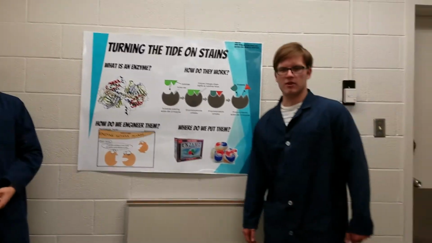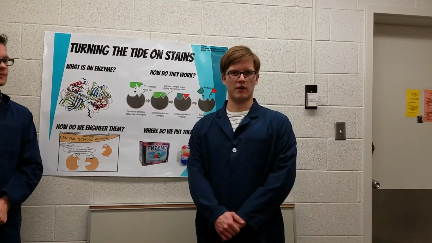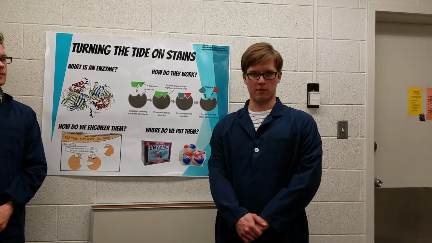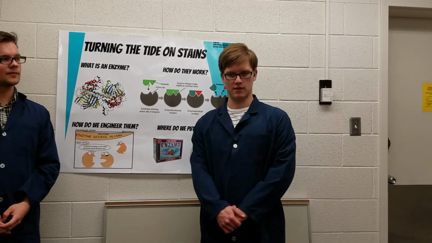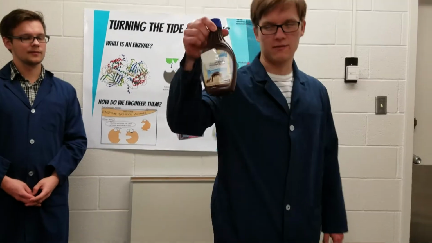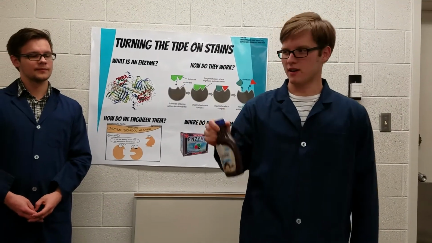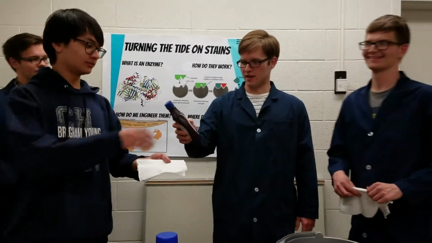So our example uses laundry detergent against regular soap. The main key point about this example is that the laundry detergent has enzymes and the soap does not. These enzymes will help break down our substrate, or our stain, which in this case is chocolate syrup. So if I can have my assistants come up here, stain these cloths.